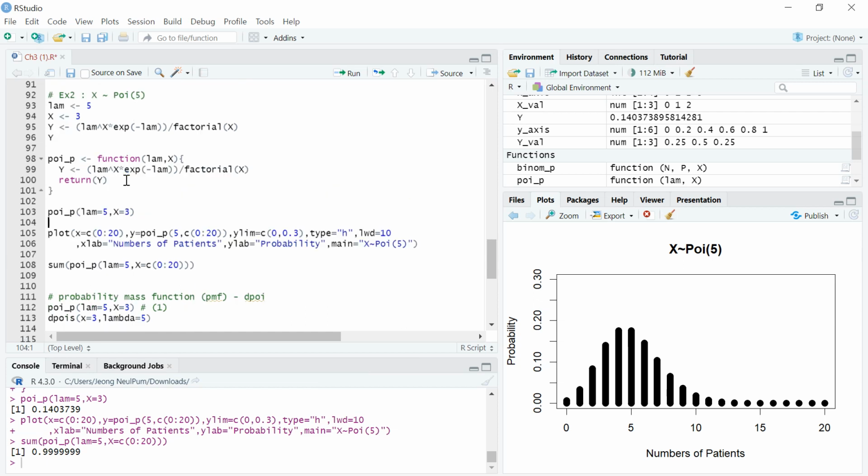Even though we use only 20 values of x, we can get probabilities in which the summation is almost 1.